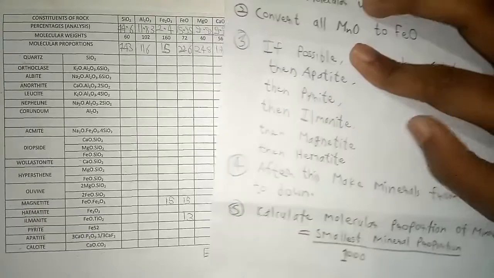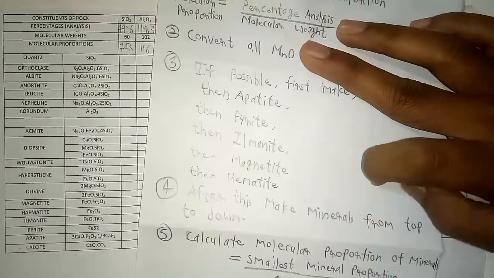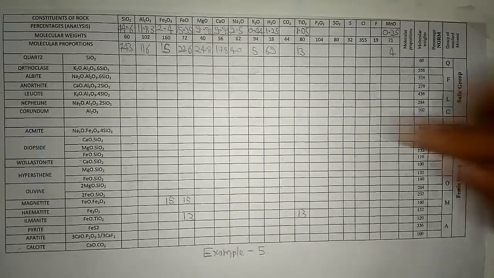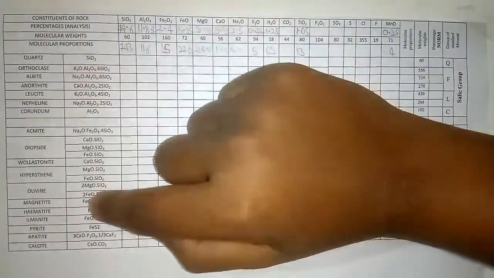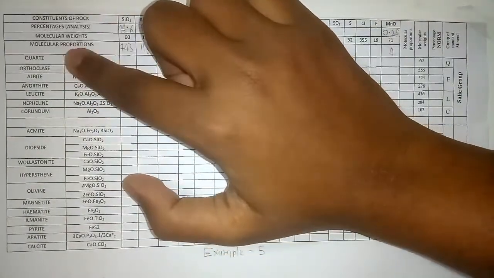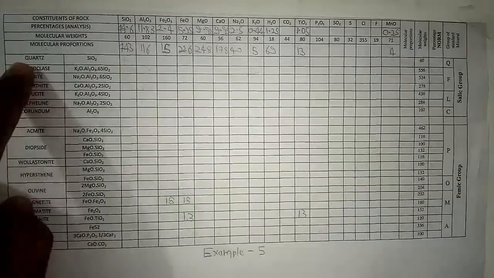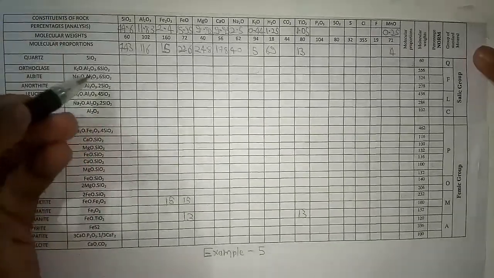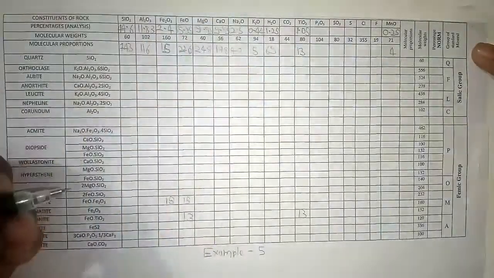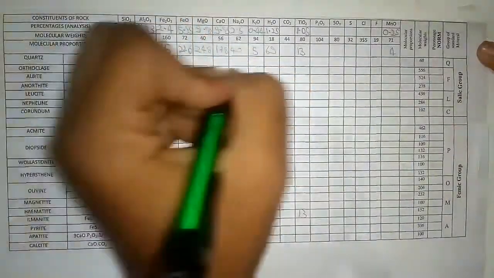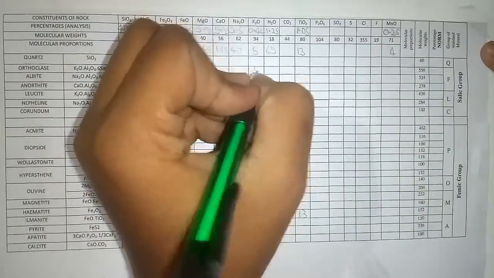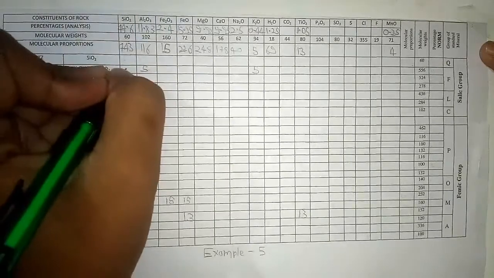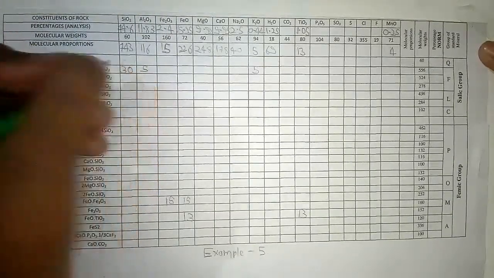The fourth step is to make minerals from top to down. We will make minerals from orthoclase till olivine. Don't take quartz, we take that at the last. So how much orthoclase can we make? How much K2O do we have? We have 5 K2O, so we will make 5. The ratio is the same, 1:1:6, so 5 times 6 is 30, right?